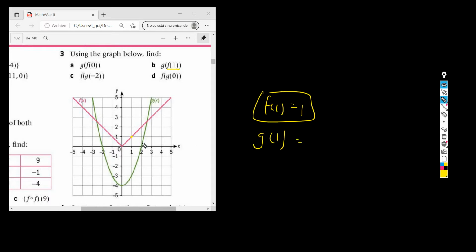g of 1. Okay, so I come to the green graph. I go to 1, and then I try to find the corresponding output, which is -3. It's this point right here. Sorry, (1, -3). So that's it. g of 1 is -3, and that's the value that should be here. So that's how it's done, guys. Pretty simple. And the same for this and the same for this.